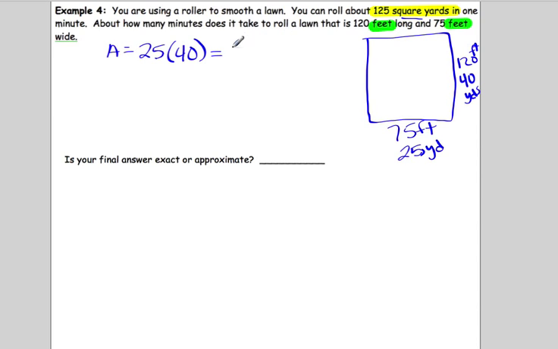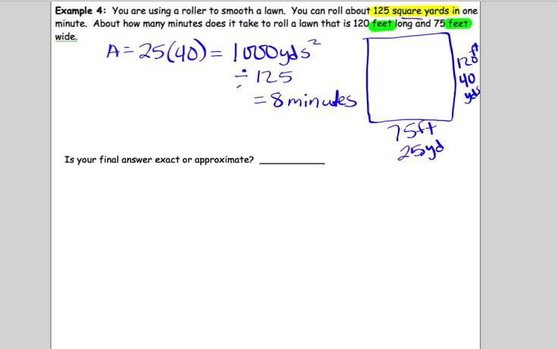gives me an area of 1,000 yards squared. If we can roll 125 per minute of these square yards, then we're going to divide this by 125. And then that will give me 8 minutes.